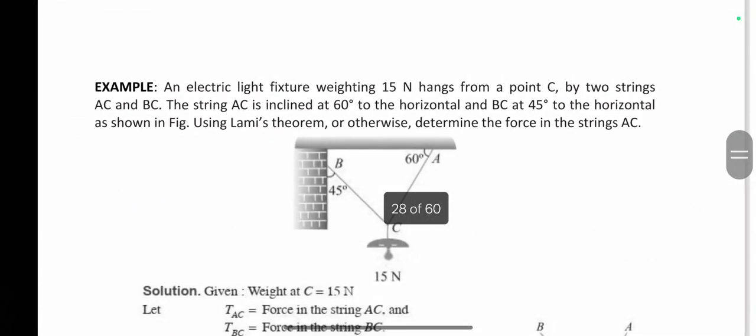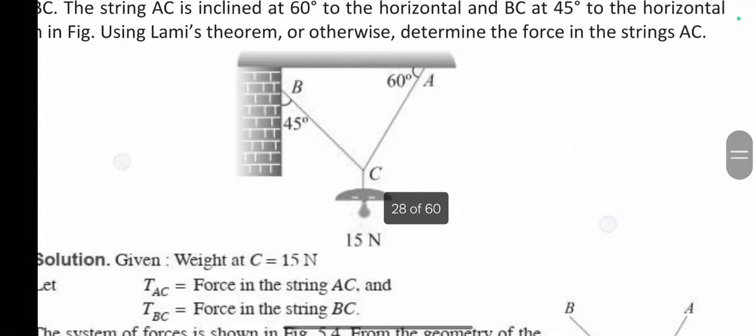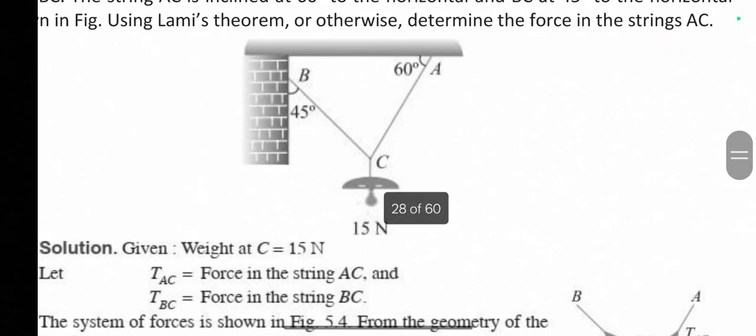Example problem we will see. An electric light fixture weighing 50 newtons hangs from point C by two strings AC and BC. The string AC is inclined at 60 degrees to the horizontal and BC at 45 degrees to the horizontal, as shown in the figure. Using Lami's theorem or otherwise, determine the force in the strings. So this is one light bulb of weight 50 newtons. At point A, it makes an angle of 60 degrees to the horizontal. At point B, it makes an angle of 45 degrees.